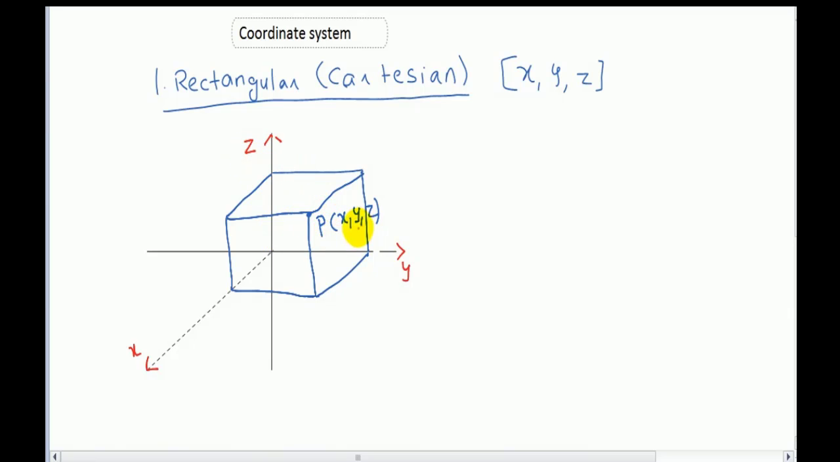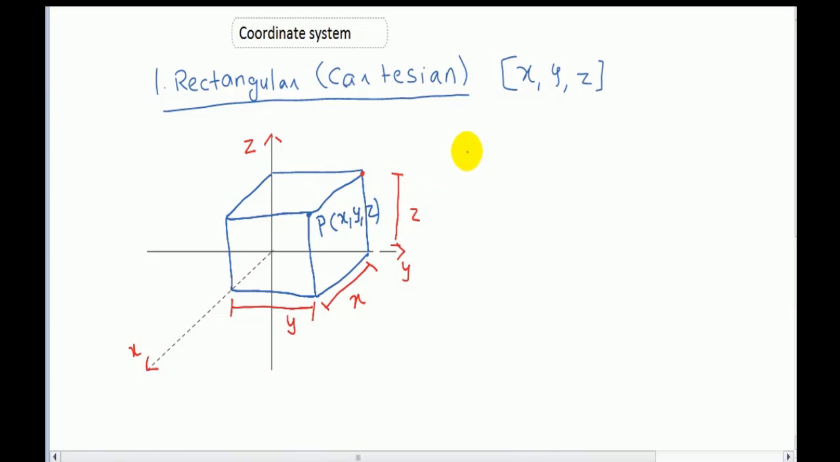So the point P has x, y and z coordinates, that is the distance from here to here will be y, and the distance from here to here will be x, and this height of the cube will be z. So if I want to locate this point P, then I will require certain specific values of x, y and z. Like if I talk about this point, then it will have some different values of x, y and z, but for this point it will be some specific values.